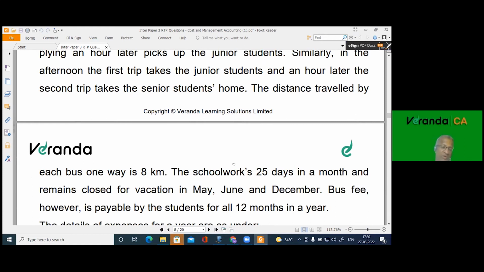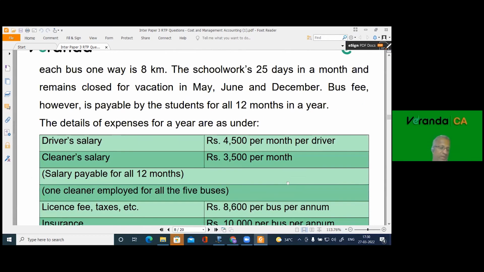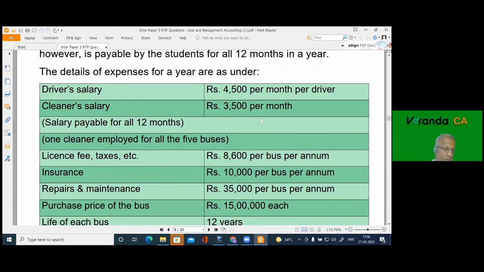The school works 25 days in a month and remains closed for vacation for the months of May, June, and December. Bus fee is payable by students for all 12 months in a year. The details of expenses are as under: driver salary and cleaner salary payable for all the 12 months. This is for a driver.